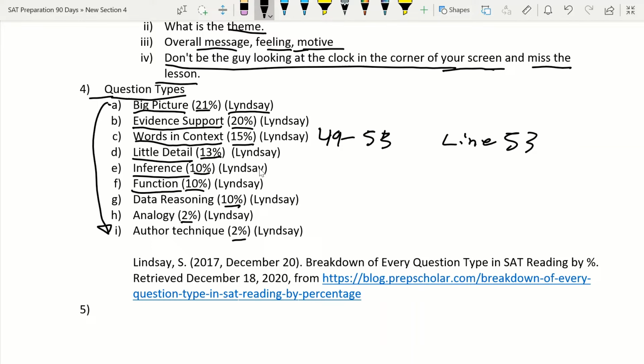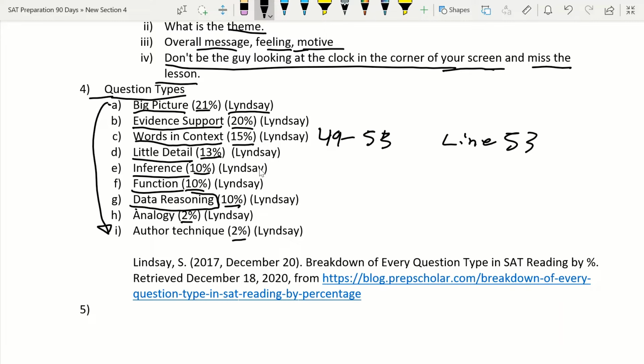Next up, you have function questions. So function questions would be something like this. It'd be something such as, what is the function of including the statistic in lines 15 to 18 on the passage as a whole? Or what was the function of including a quote from Dr. Janelle, and then whatever her last name is, in lines 20 to 25. So it's all about the function of things that the author did. Next, you have your data reasoning questions.